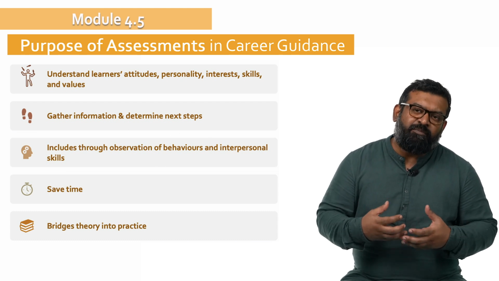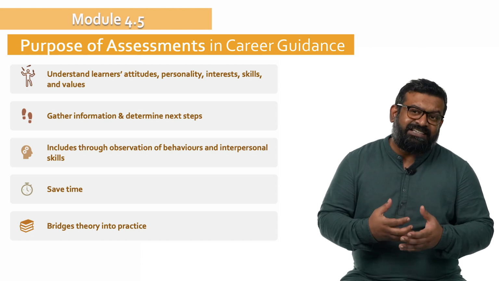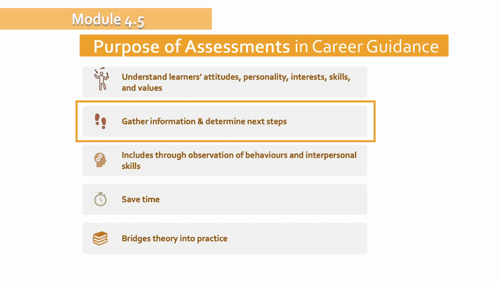Now, once you get the information on students' aptitudes, values, personalities, interests, and skills, you should be able to identify where the student currently is. Meaning, if they have a certain career aspiration and they are here, what helps them bridge that gap? What are the things that a student needs to work on so that they can improve themselves so as to pursue the career of their dreams?